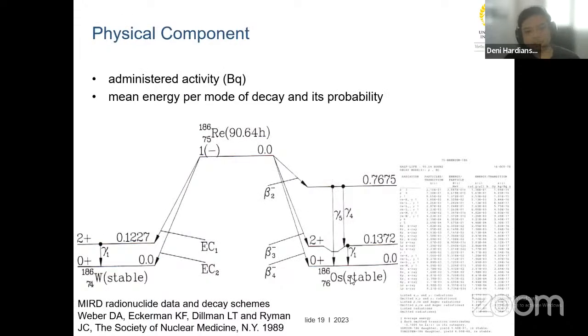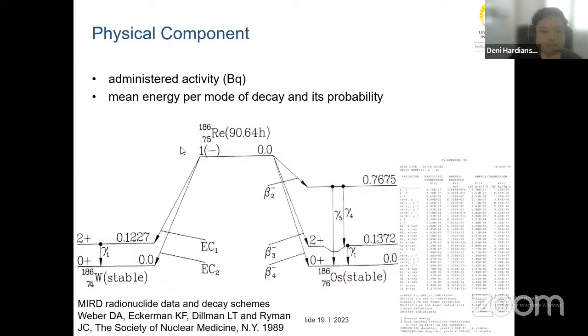Okay, so let's discuss one by one what we need to understand for calculating the organ absorbed dose, the radiation absorbed dose. The first one is we administer the activity, right? And then we have this radionuclide, for example, the radionuclide that we use for the therapy is Re-186 with a half-life of 90.64 hours. I believe you already learned this at university, that one type of radionuclide can have different modes of decay.